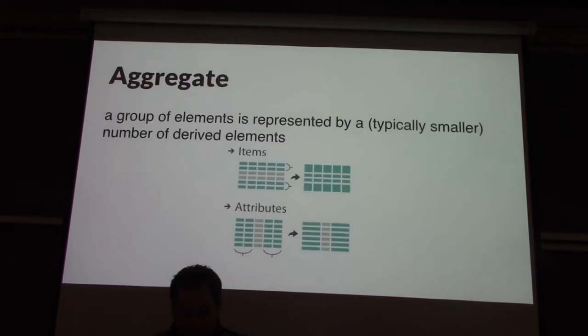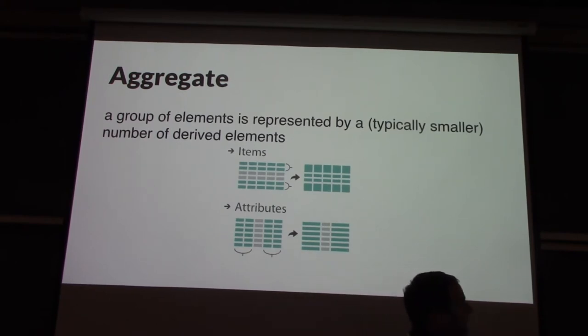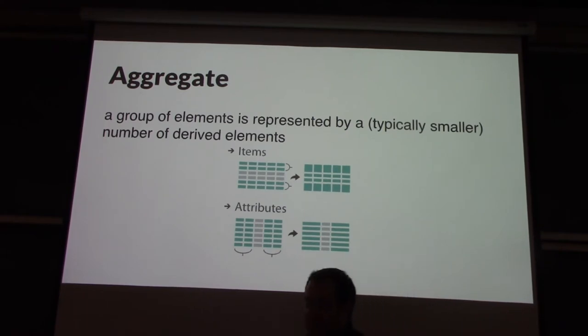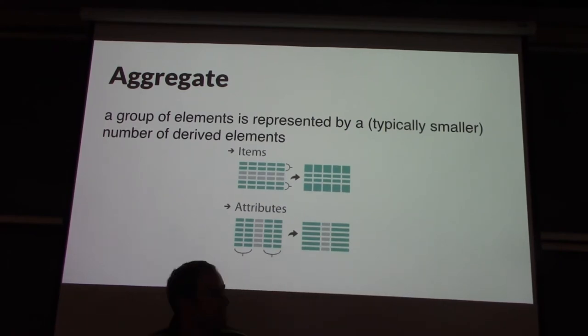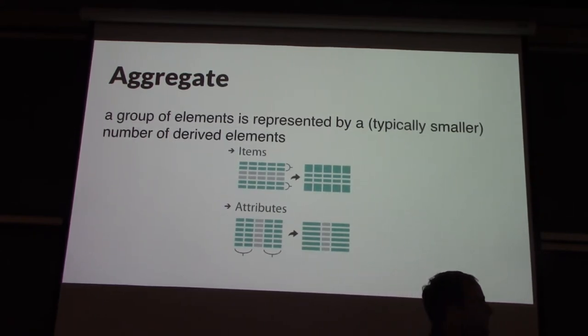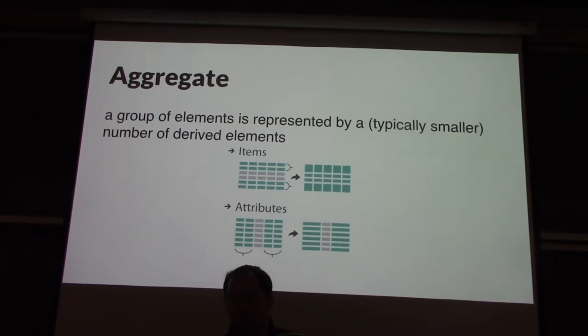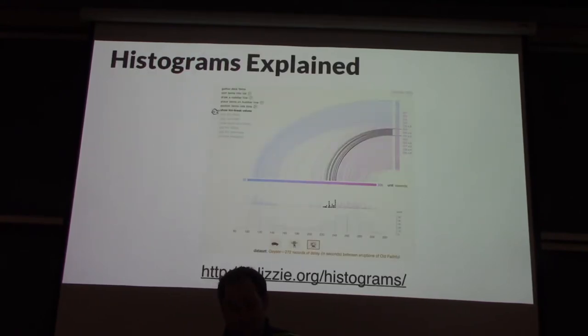about filtering, and now I want to talk about aggregations. And so what is aggregation? Aggregation is when I want to represent a group of elements by a typically smaller number of derived elements. So I'm trying to find some kind of representative, let's say I'm trying to group some items and then represent them somehow in a more efficient way so that I can still reason about the underlying data. And mostly I of course want to do this because I have too many items to visualize in the first place.